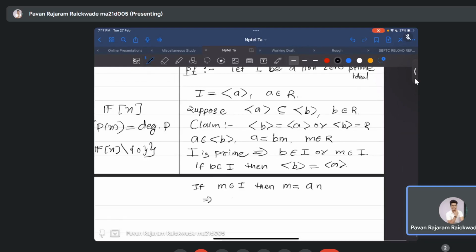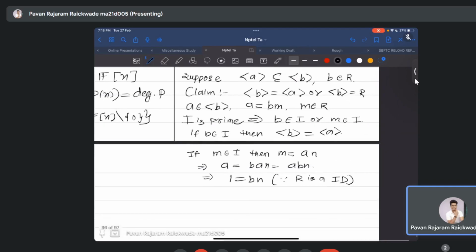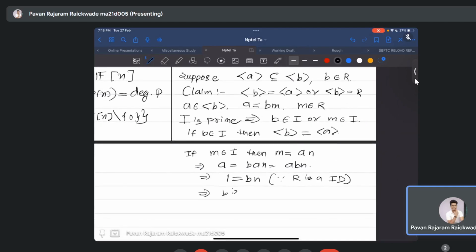So what do you get? You get a equals b times an, simply a times bn basically. So this will imply 1 equals bn, right? Because you are in an integral domain. But this will imply b is a unit, hence the ideal generated by b is the whole ring R, right?